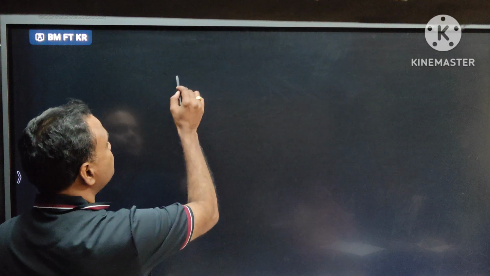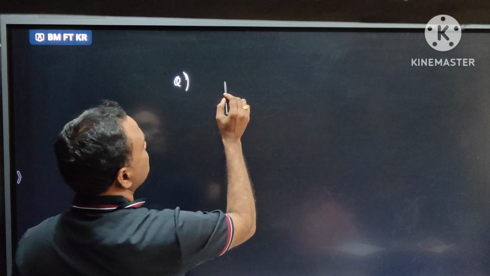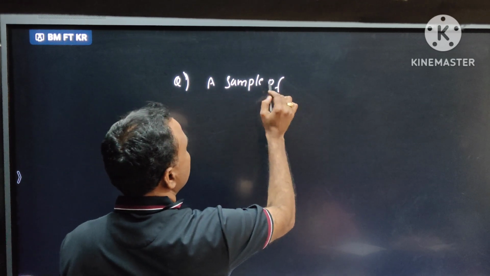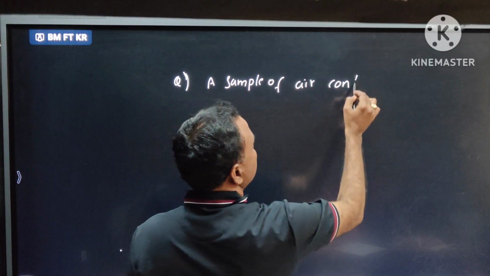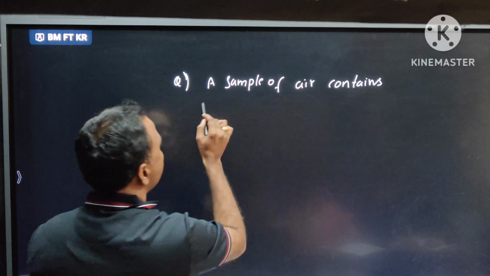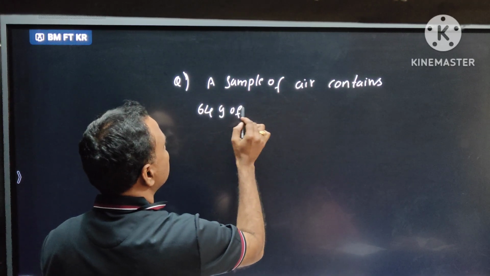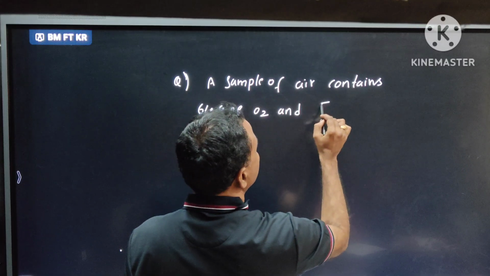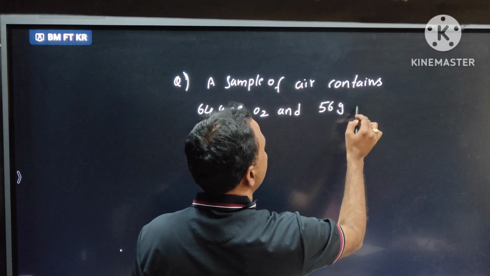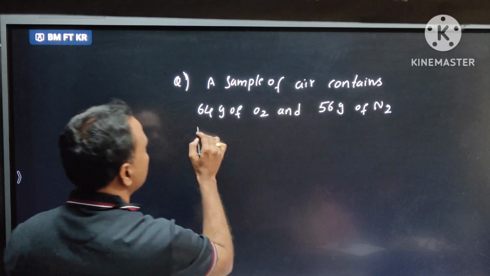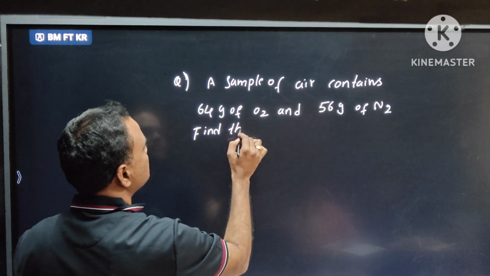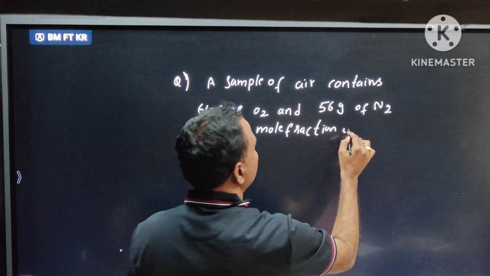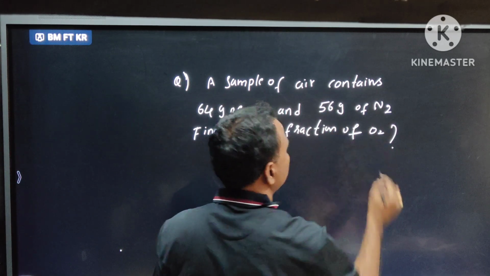Do this question. A sample of air contains 64 grams of O2 and 56 grams of N2. Find the mole fraction of O2.